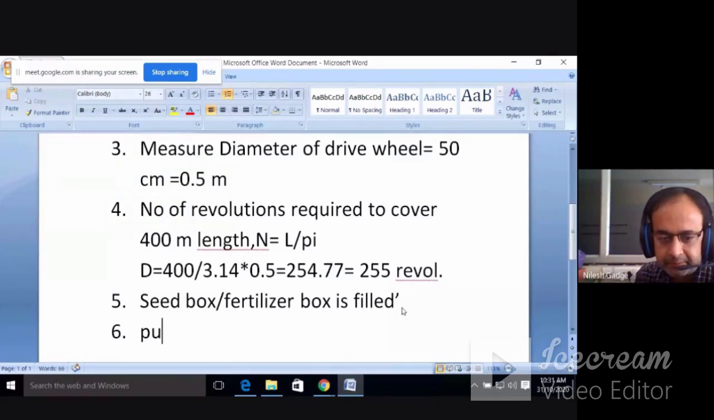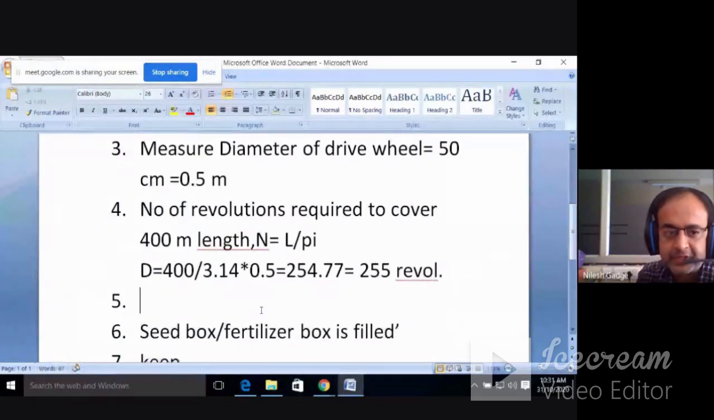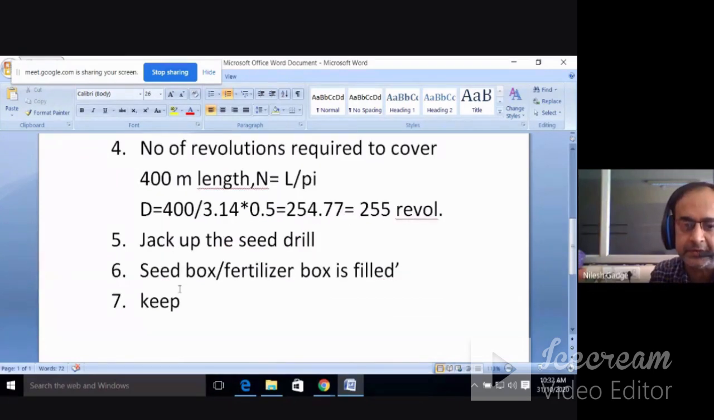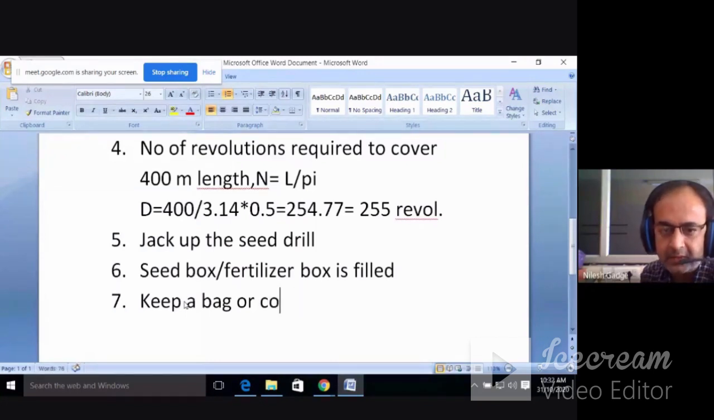Then actually, the procedure after this was actually like this. Jack up the seed drill. Then the seed drill is filled with the respective seed and the fertilizer. Then keep a bag or container below.